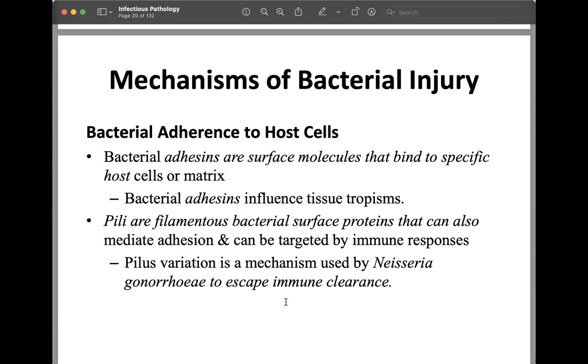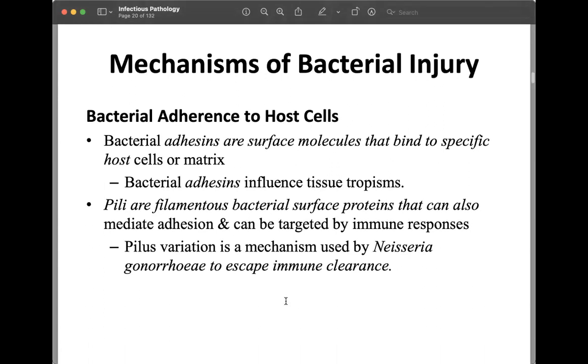Now bacteria adhere to host cells either through adhesins, which are specialized glycoproteins that facilitate attachment to the host cell. You also have pili, which are surface structures composed of a protein called pilin that can also mediate adhesion and transfer of genetic material.